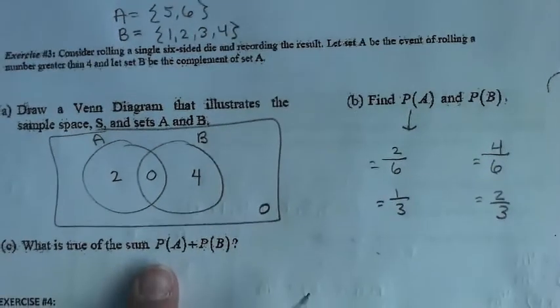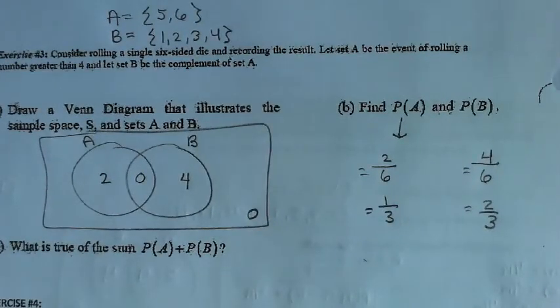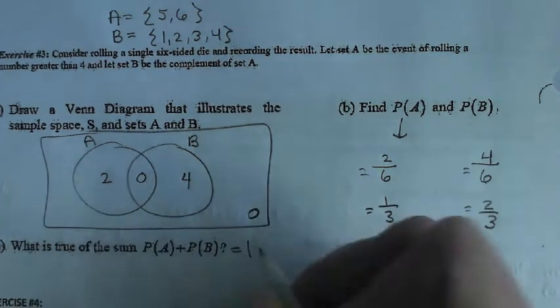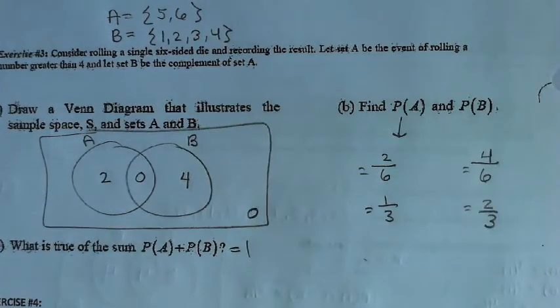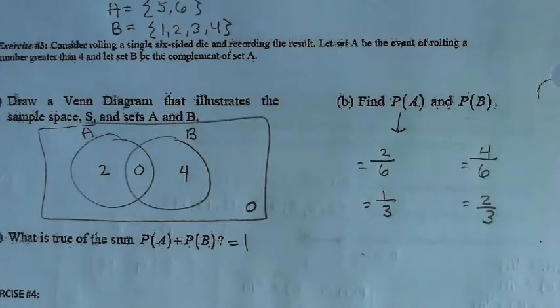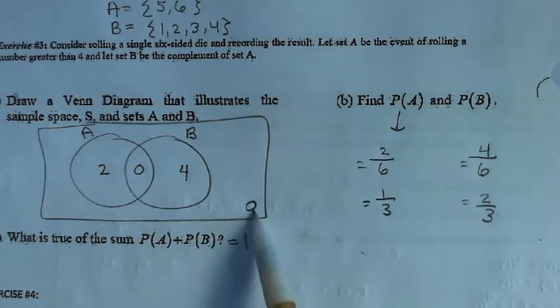What is true of the sum of those probabilities? 1. When events are complements, their individual probabilities always have to add up to 1. Because there's a 100% chance you'll get one or the other. Okay? Because there's no neither category.